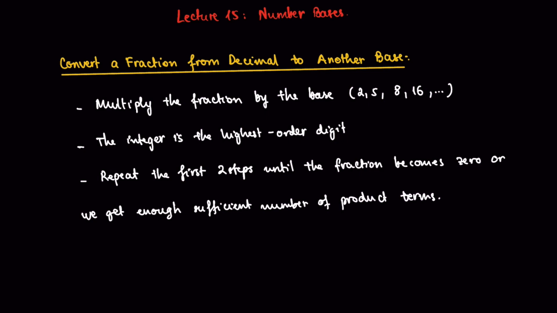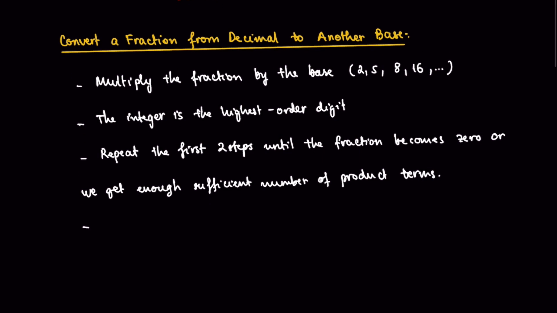So how many terms do we need to be considered enough? It depends on the problem, it depends on the question, but I would recommend for the binary system you go with 6 product terms. For base 8 probably 4, and base 16 probably 4 should be fine. And for the last step, you write the integer quotients from top to bottom to get the result.